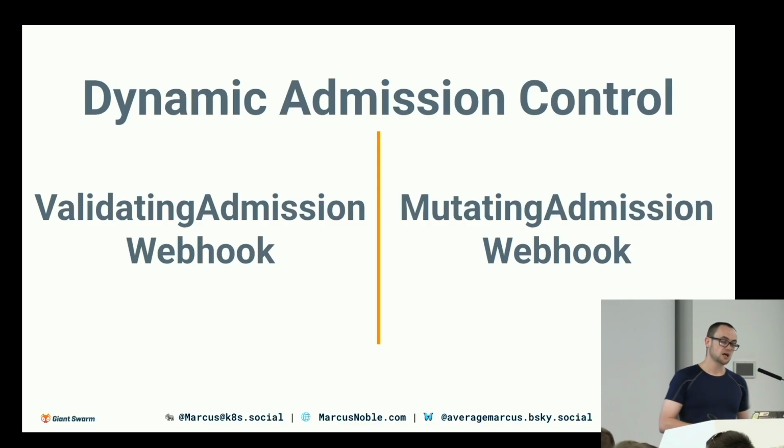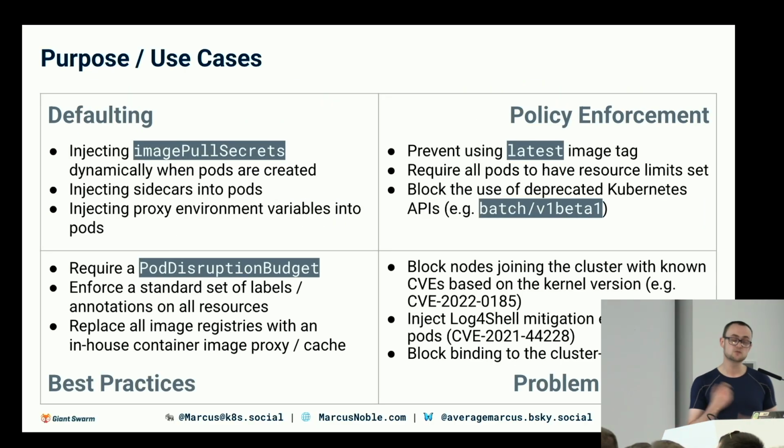let's go. So dynamic admission control in Kubernetes. So validating admission webhooks and mutating admission webhooks. If you've used Kubernetes for any length of time, you've probably used these at some point, whether you know it or not. They're used for a lot of different purposes, different use cases that fit into one of these 4 buckets as I see it.